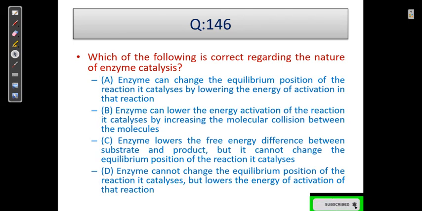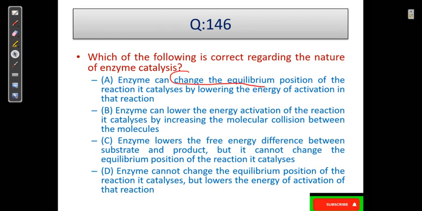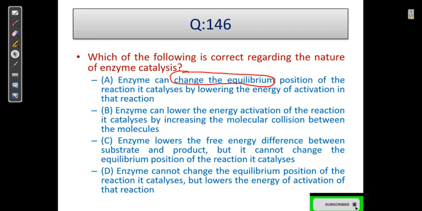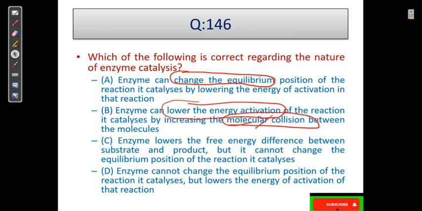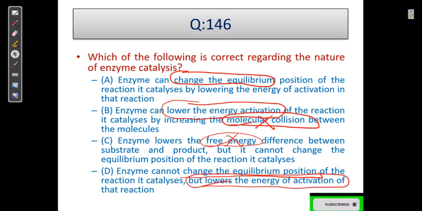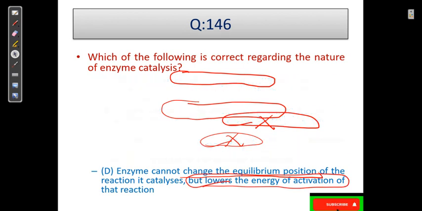Which of the following is incorrect regarding the nature of enzyme catalysis? Enzyme can change the equilibrium. It is next to impossible. Enzyme can lower the energy of activation of the reaction by catalyzing, increase the molecular cohesion. This will not be the answer. Enzyme lowers the free energy. No, it lowers the activation energy. Enzyme cannot change the equilibrium position of the reaction it catalyzes, but lowers the energy of activation of the reaction. So this one is the correct answer.